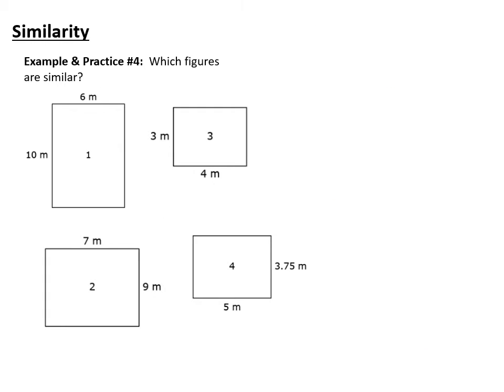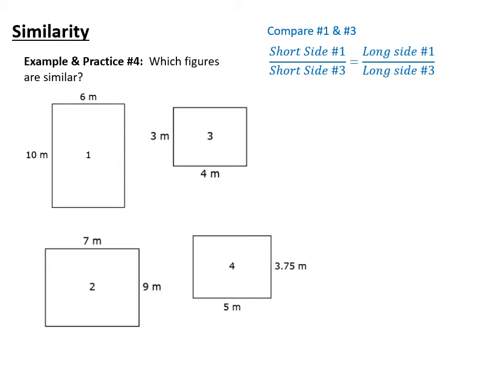Our first example is also part of practice number 4. Compare 1 and 3. So we take the short side of number 1 over the short side of number 3 and compare it to the long side of number 1 over the long side of number 3. The short side of number 1 is 6 and the short side of number 3 is 3, so we have 6 over 3. And then we have 10 over 4. Reduced, 6 over 3 is 2. 10 over 4 is 2.5. Are those equal? No. Then 1 and 3 are not similar.